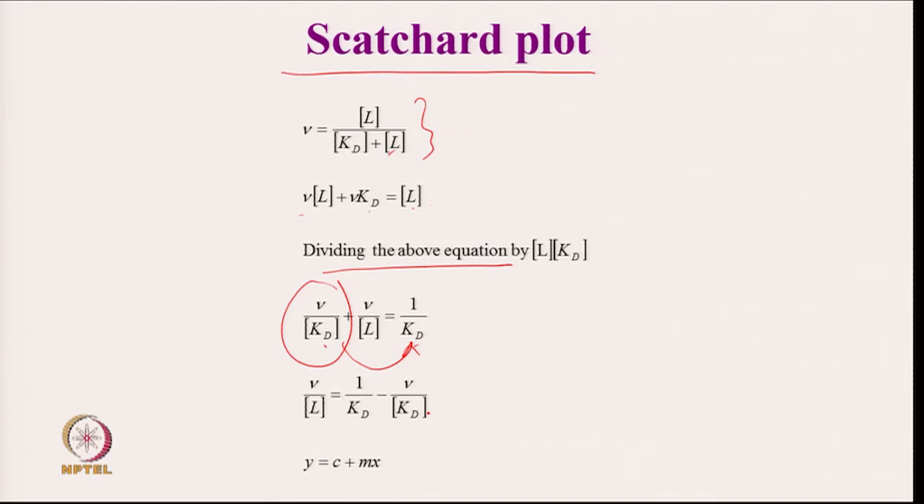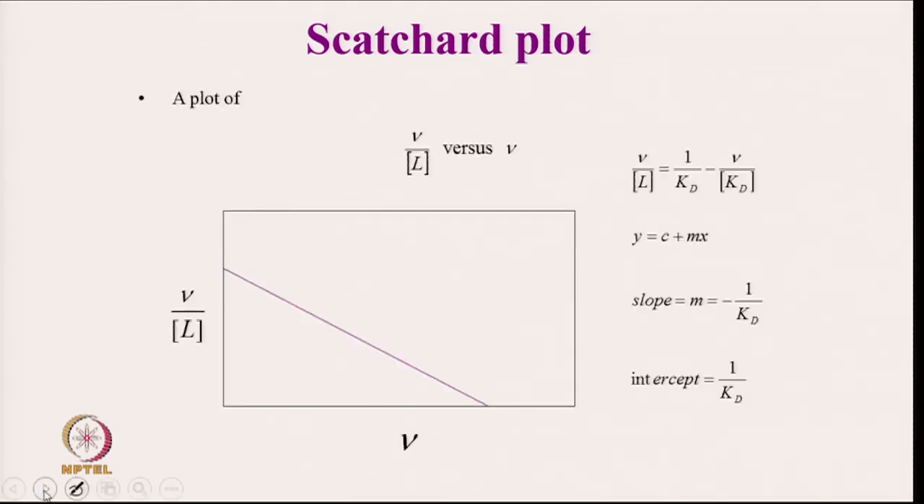Now we have an equation where I can plot nu by L versus nu, and I can get Kd from the slope because this is an equation of a straight line. So if I plot nu by L versus nu, I will get an equation like this. Slope will be given by minus 1 by Kd, and the intercept will be given by 1 by Kd. So if I take the inverse of the slope, or from the intercept also, I can get the value of Kd.